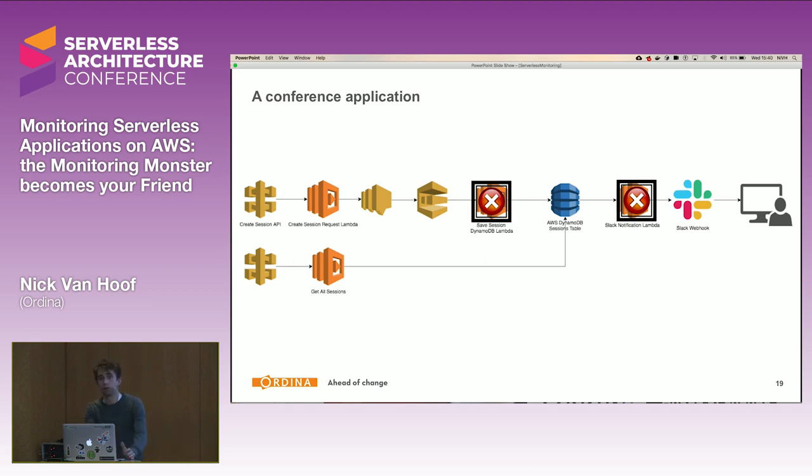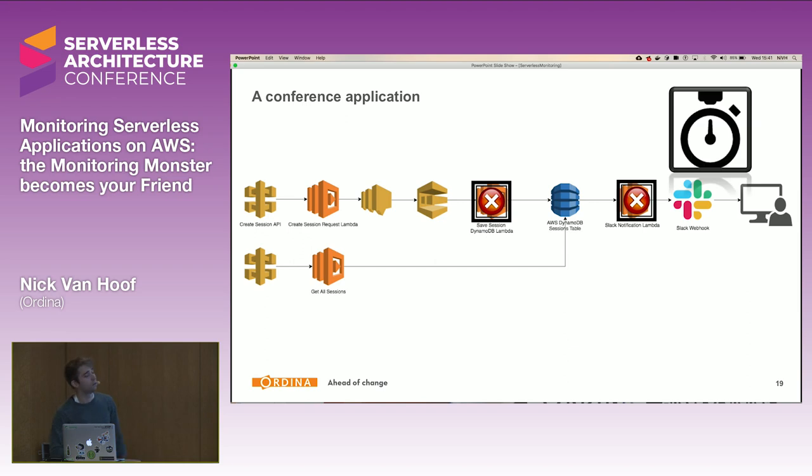Now, another challenge that might arrive is that along the way here, we have a performance bottleneck somewhere. Something isn't performing as we expected, it is performing slowly. So we want to search for the poorly performing parts of our application.